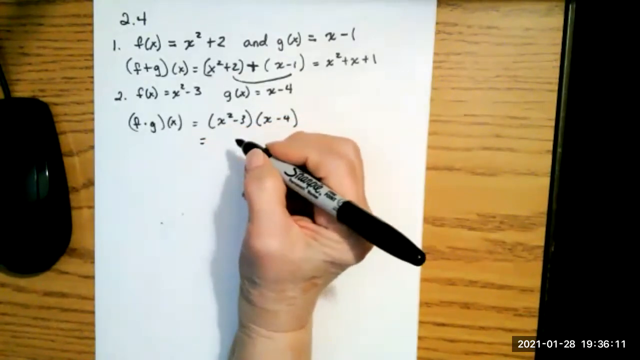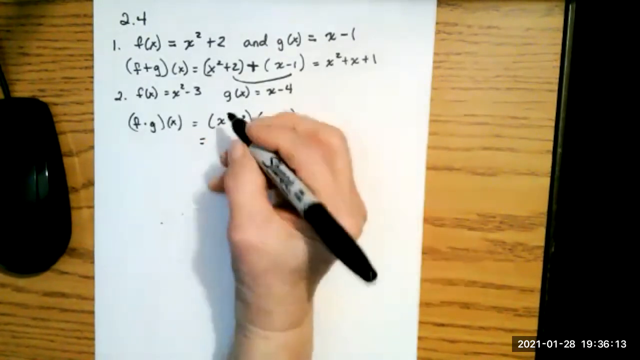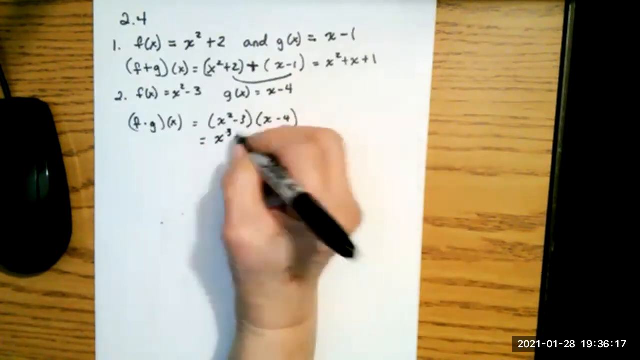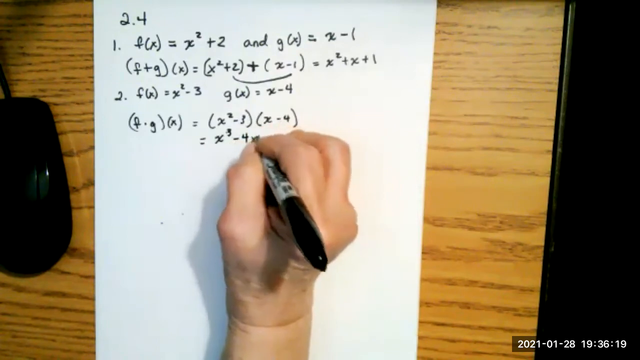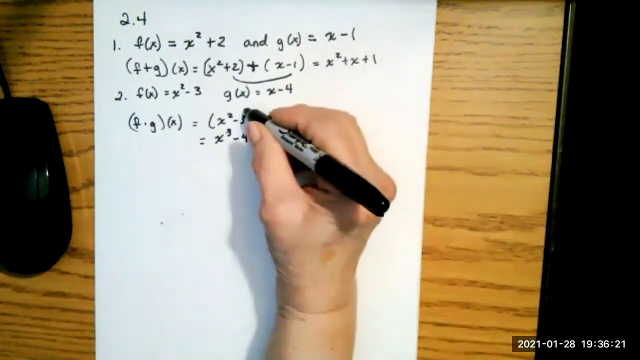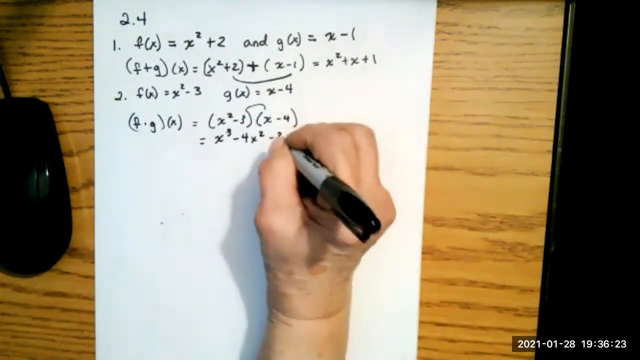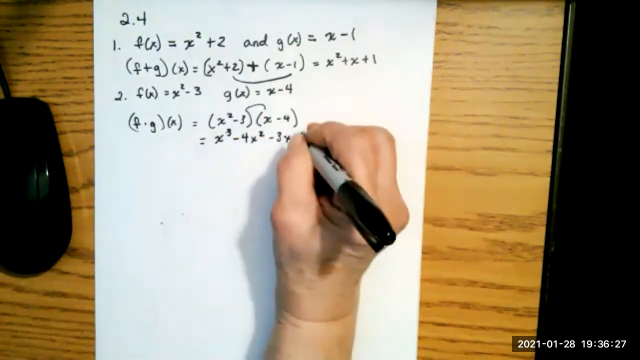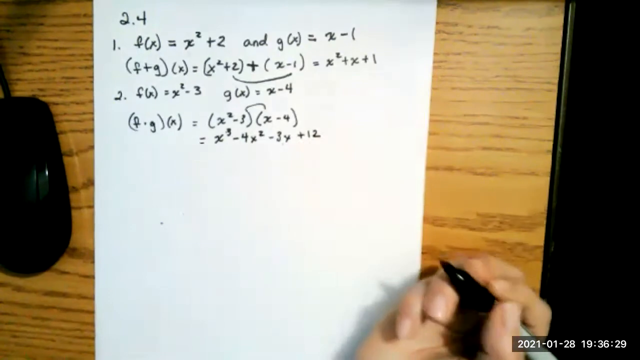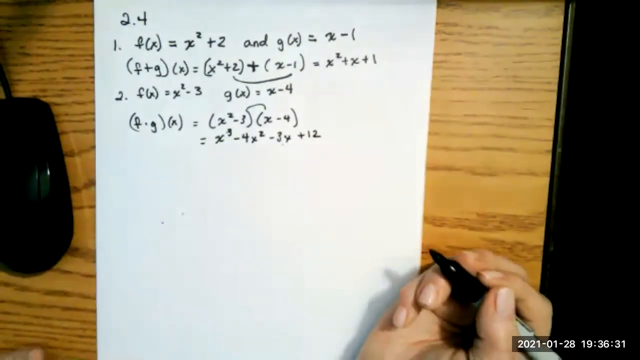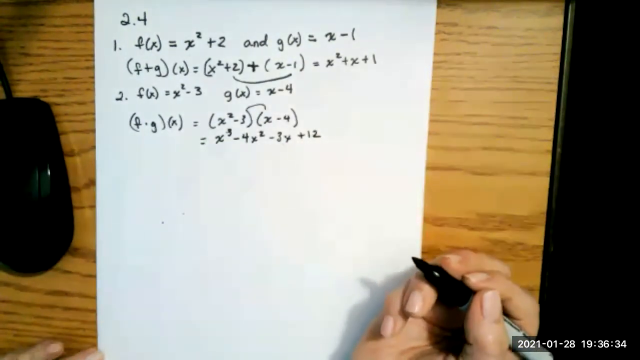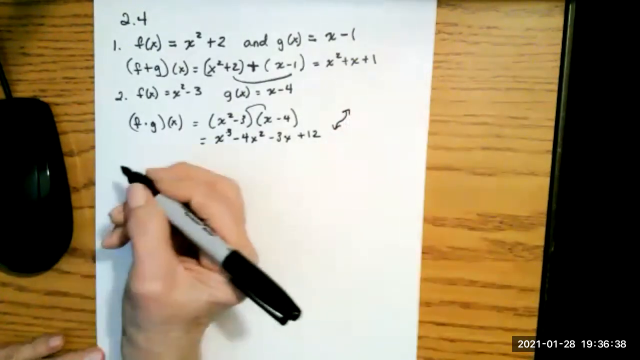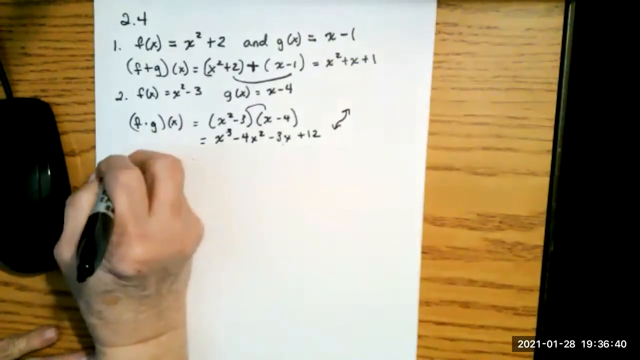Now this is where I want to do FOIL. So I have x squared times x is x cubed. X squared times negative 4 is negative 4x squared. Negative 3 times x is negative 3x. And be careful on your signs. Negative 3 times negative 4 is positive 12. And I can't do anything combining on that, but I see that it's a cubic. So my answer for the domain, if they ask me, would be all real numbers.